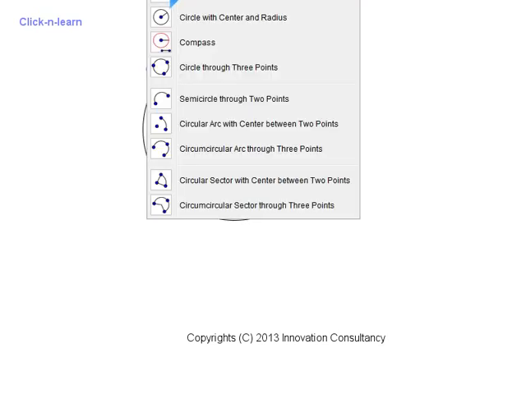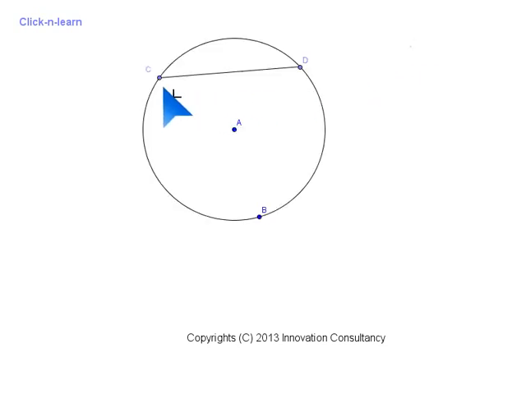let me see if I can draw a circle arc with center between 2 points. Okay. Since the chord divides the circle into a minor arc and a major arc, the sum of those two arcs must be equal to 360 degrees.